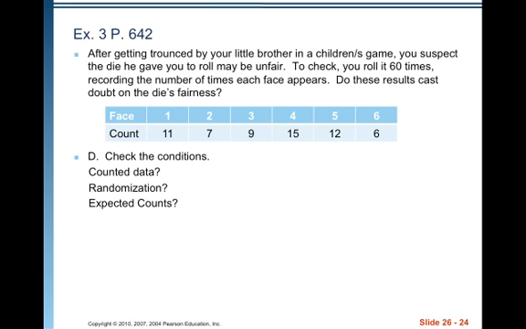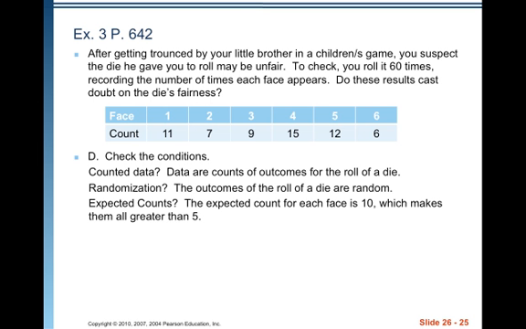We're going to check the conditions. Okay, first thing we want to check is that there's counted data. Well, the data are counts of outcomes for the roll of a die. We want to check randomization so that we can make the independence assumption. The outcomes of the roll of a die are random, so that indicates that they're independent. Expected counts, so that we can assume that our sample size is large enough. The expected count for each face is 10, which makes them all greater than 5. So we're good to go.